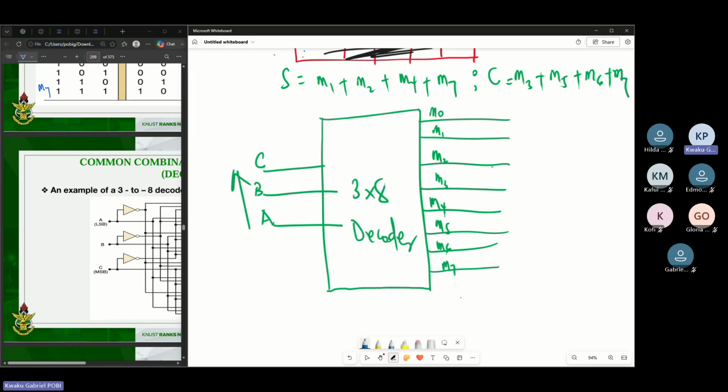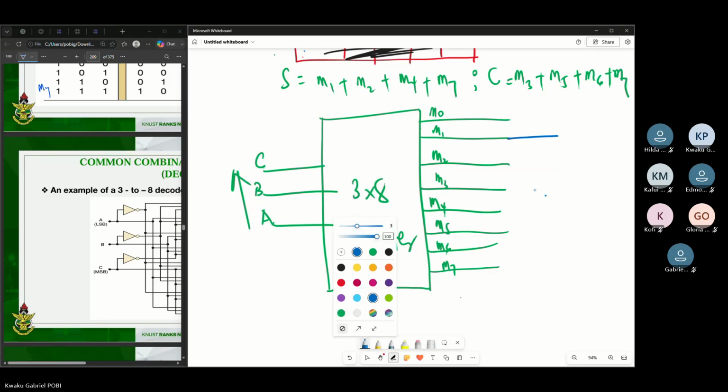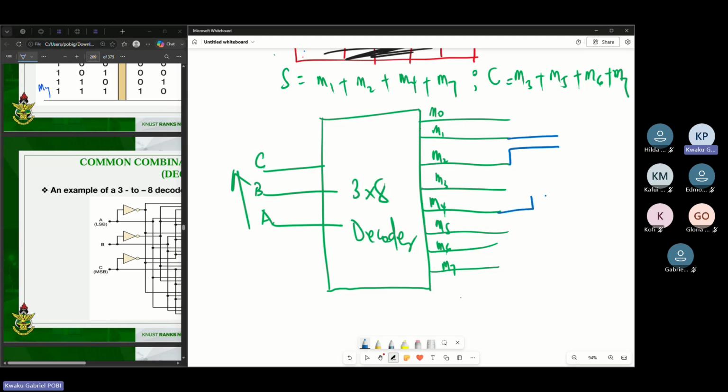Now from these outputs, you ask yourself, which of them are giving me the sum? So sum is M1, so you go and tap M1. M2, you go and tap M2. Let me do this. You have M4. So M4, I'll come and tap like this. And then you have M7, M7 too. I'll come and tap. Then I have all these min terms together like this. And then this will be my sum.